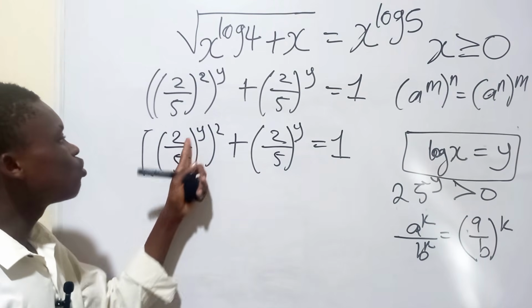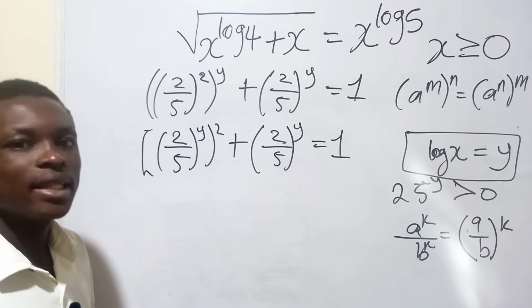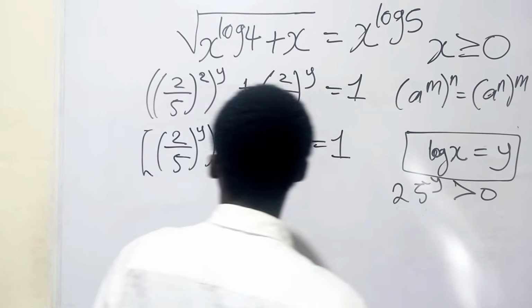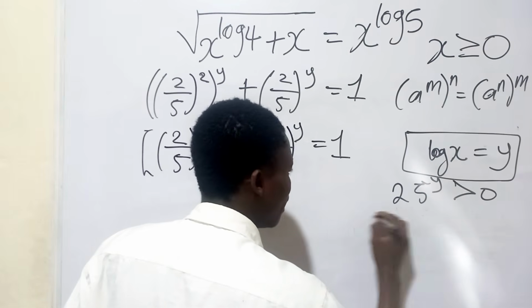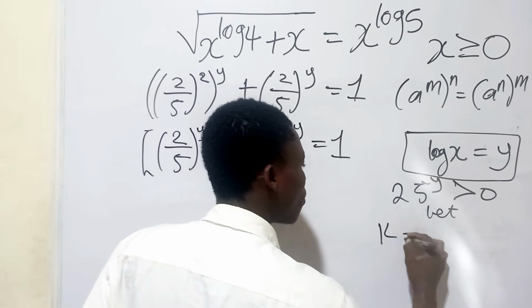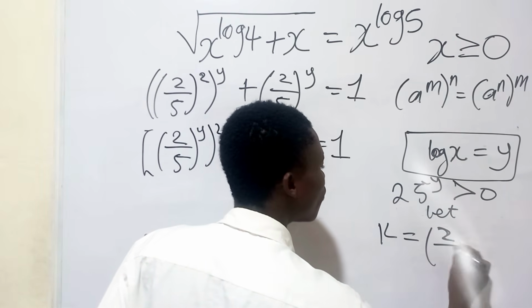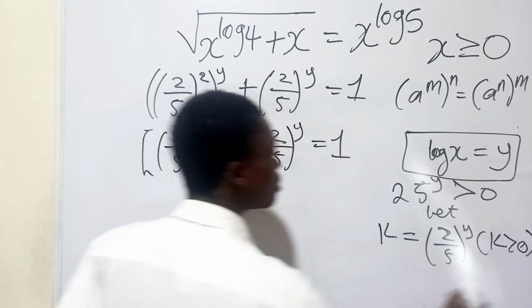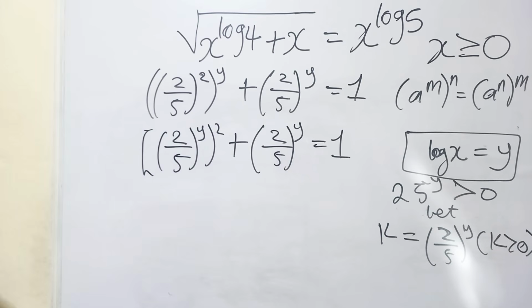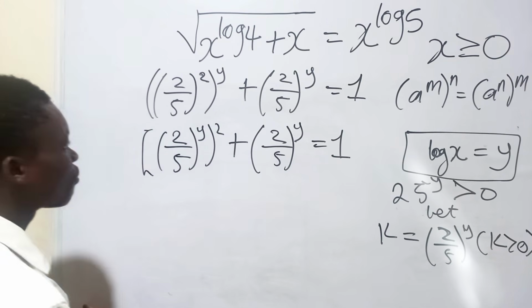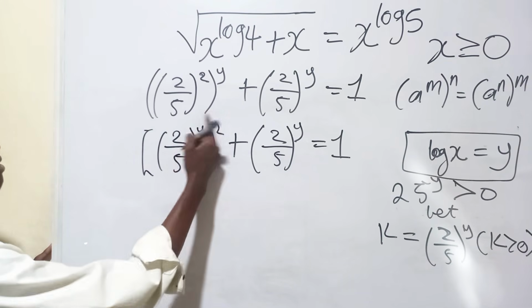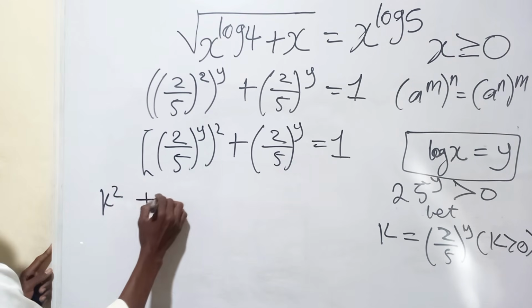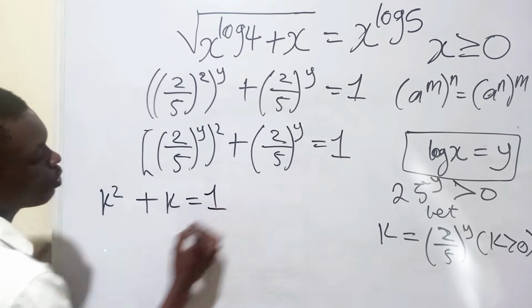So we'll say that let 2 over 5 to the power y equals a letter k. So from here, this is what we are going to do. So that let k equals 2 over 5 all to the power y, given that k is greater than what? 0. So exponential equations are always positive. So what do we do from here? Wherever we see 2 over 5, we put the value of k. So this is k squared plus k, and of course equal to 1.